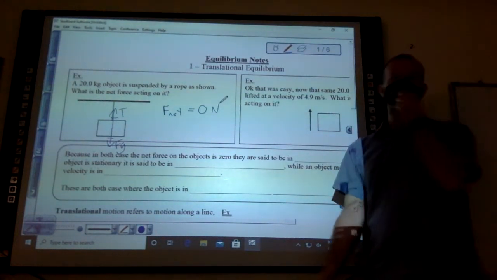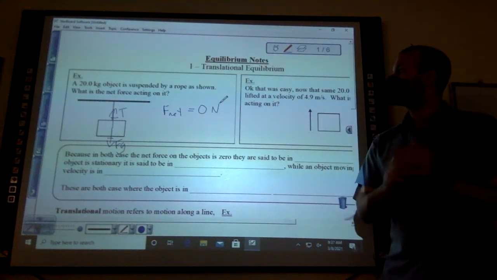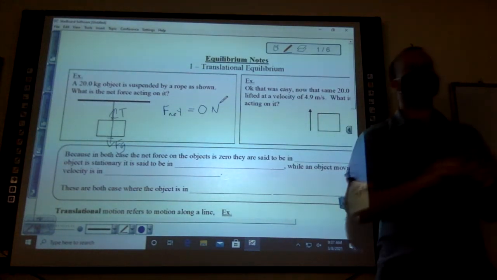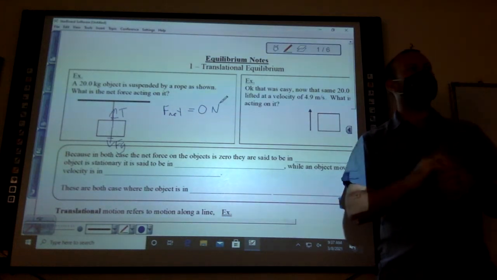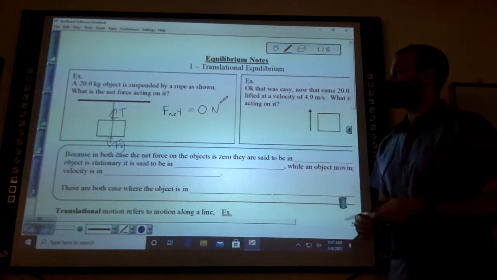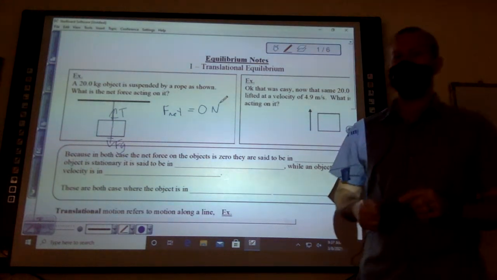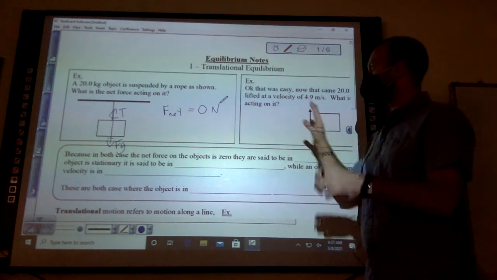This is what we learned with Newton's laws. If there is an object at rest, it will stay at rest unless you have an unbalanced force. No unbalanced force, no net force. So this is what we looked at last unit.